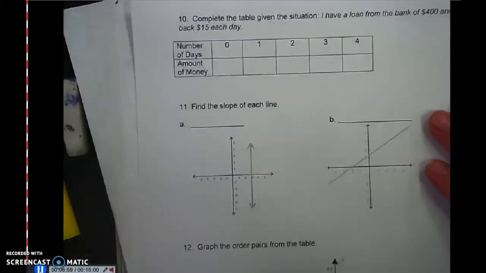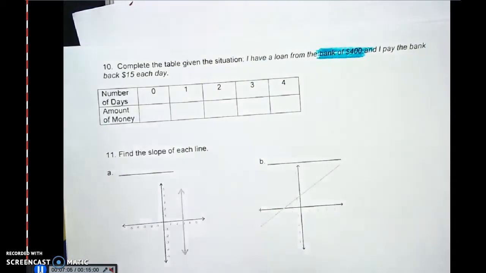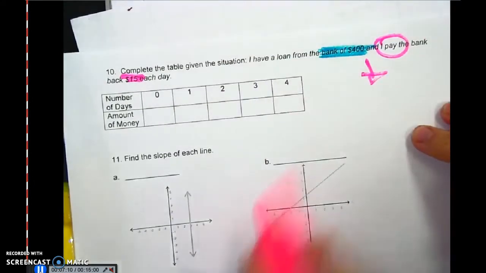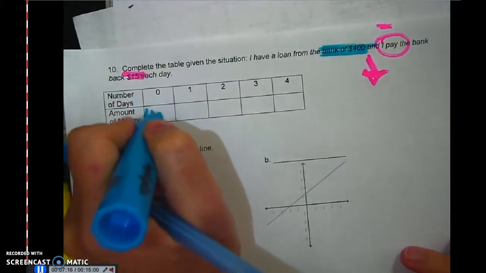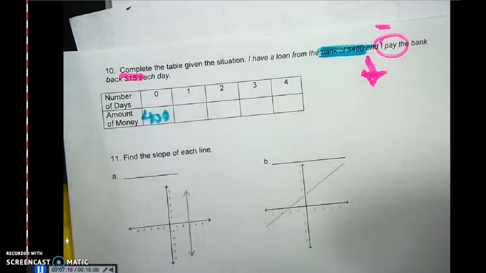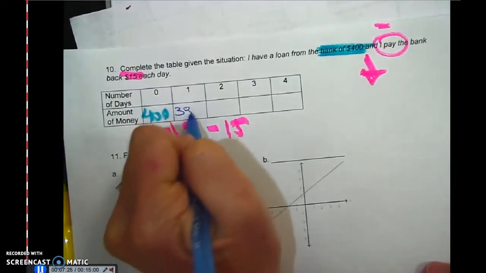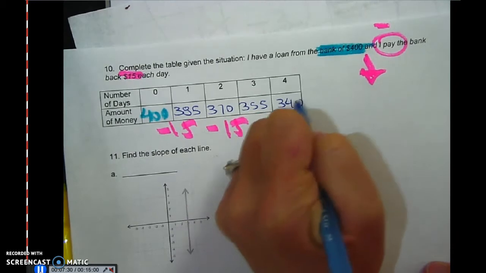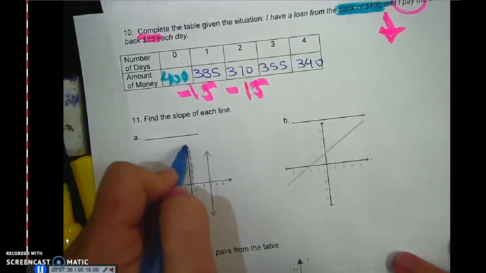Okay, let's go to the next one. Complete the situation. Okay, $400, and you pay back. So if you're paying them back, your money is going down, and that means that's minus. So I start with 400. That's my start because the 0. And then I minus 15. 400 minus 15, 385, 370, 355, 340. Okay. Finding the slope. I actually don't want to deal with that one, so we're not going to do that one.